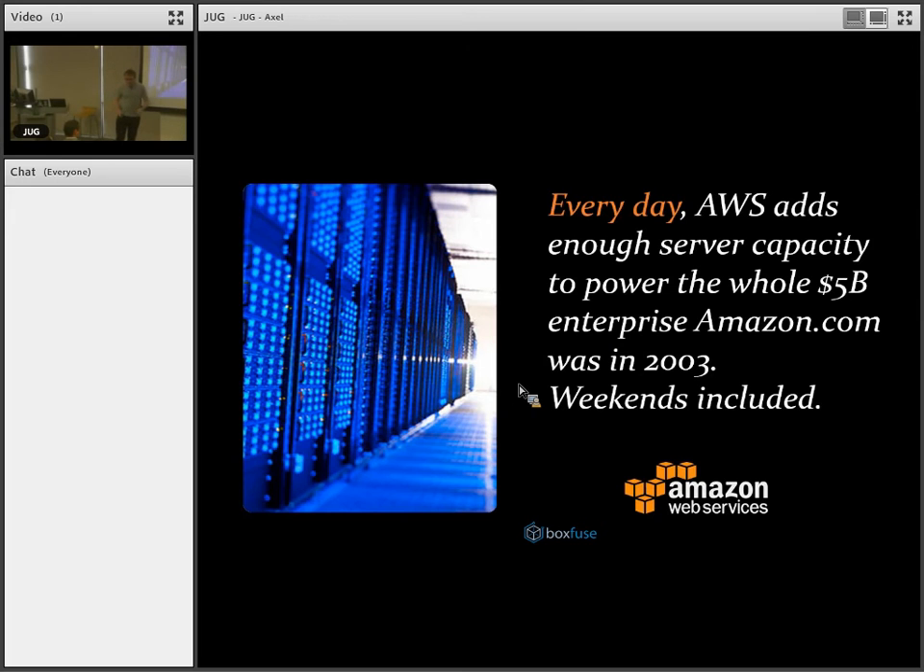This is a quote from just about 18 months ago now, from AWS re:Invent in 2013 in Las Vegas, their big yearly conference. And you really have to let it sink in to realize the magnitude. Every day, AWS adds enough server capacity to power the whole $5 billion enterprise Amazon.com was in 2003, weekends included. Today, tomorrow, the day after, and again, and again, and again. It is really unbelievable. It's something we've never had before, and it's absolutely crazy.